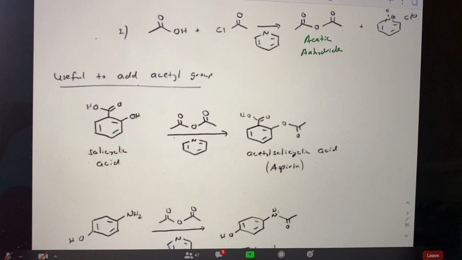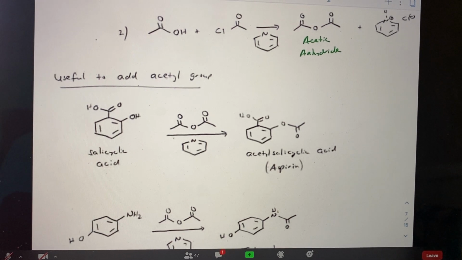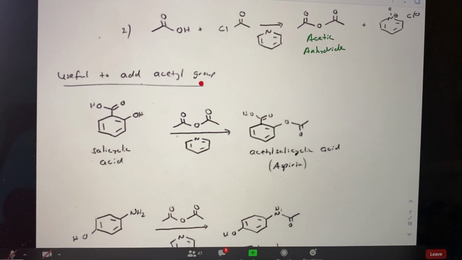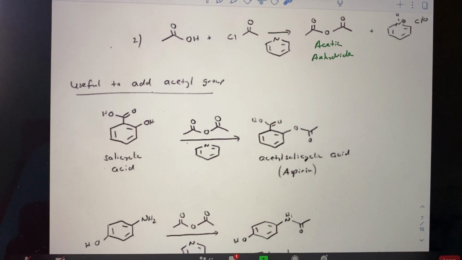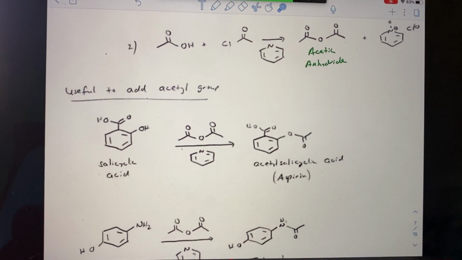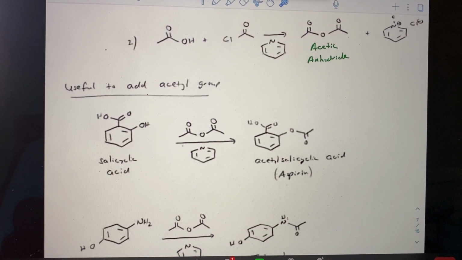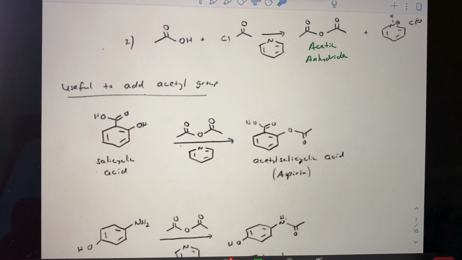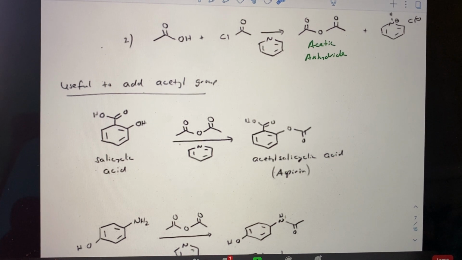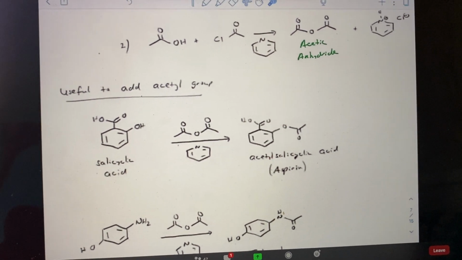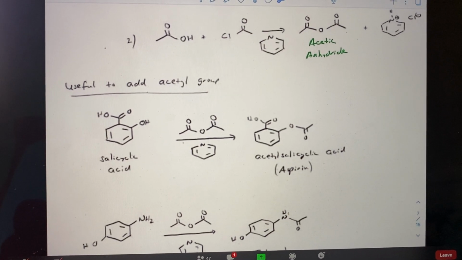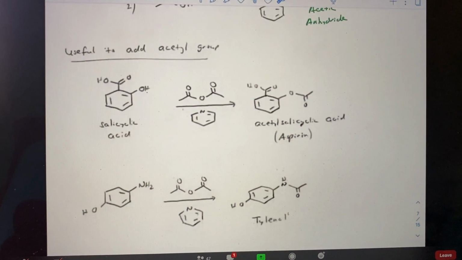What these anhydrides are really, in some ways, most useful for is introducing an acetyl group here. So we can take something like this compound, which is commonly known as salicylic acid, and react this with acetic anhydride and pyridine and introduce an acetyl group here, which then becomes acetylsalicylic acid, or this is actually the structure of aspirin. And so if you want to introduce this group here, using an anhydride is one of the most convenient ways to do it.